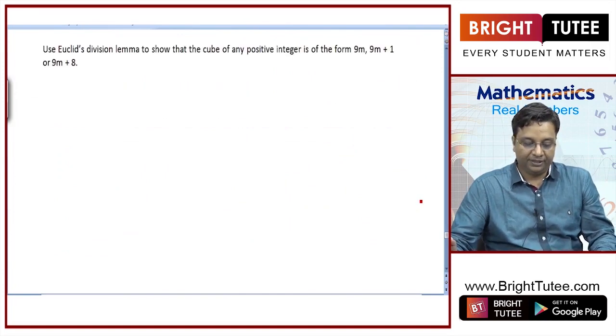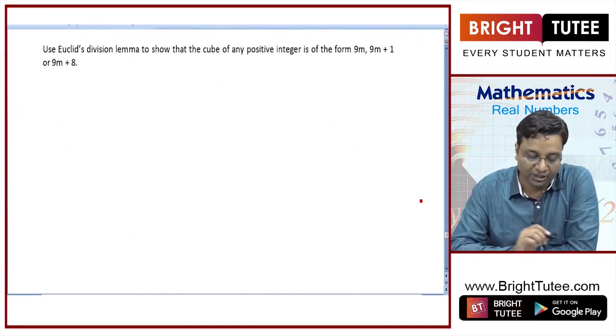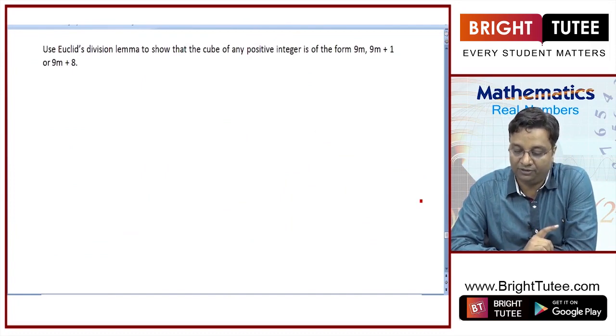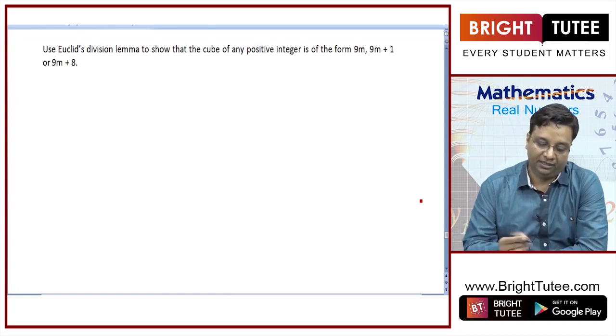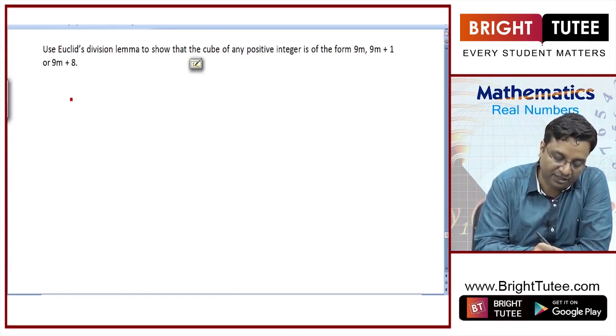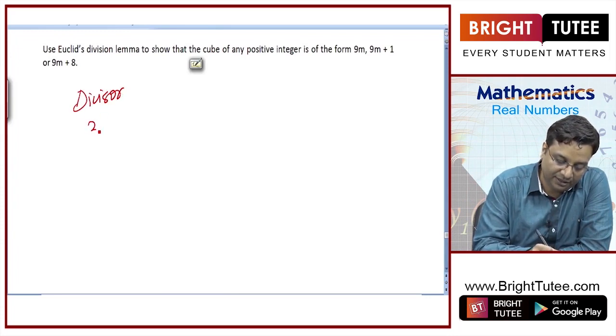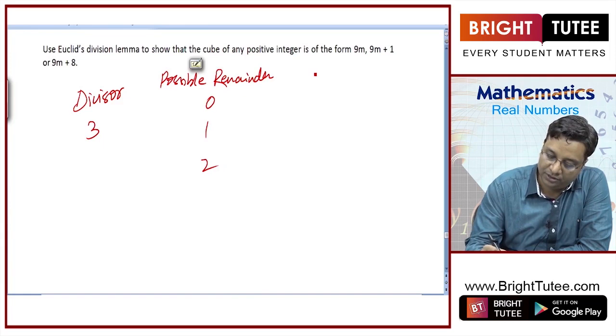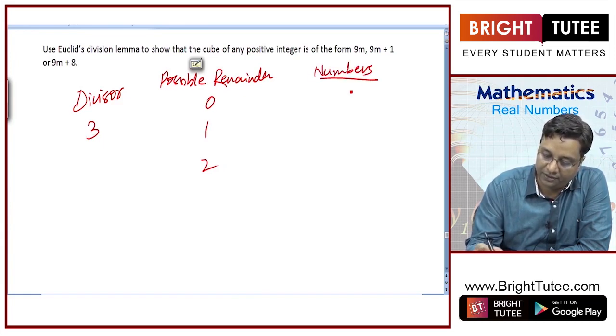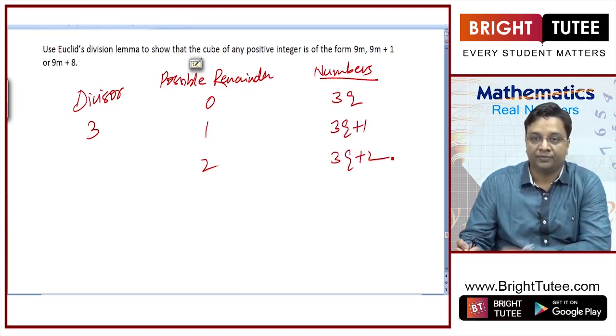So, let us move to the next question here. Using Euclid division lemma, show that the cube of every positive integer is of the form 9m, 9m plus 1, or 9m plus 8. This is a similar question. Let us start by taking the divisor as 3, possible remainders 0, 1, 2. So, the forms of numbers will be 3q, 3q plus 1, 3q plus 2, right.